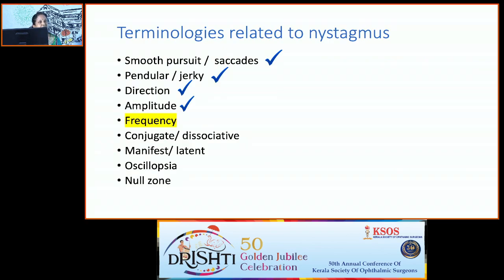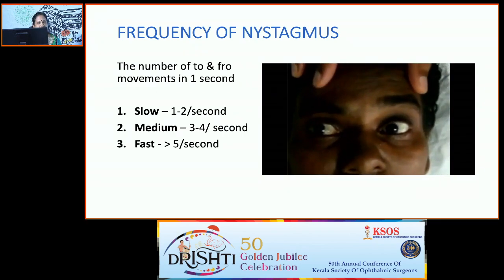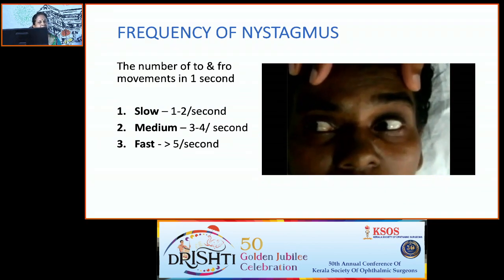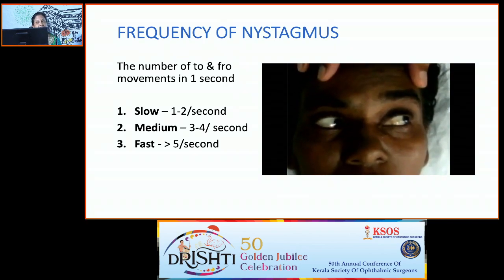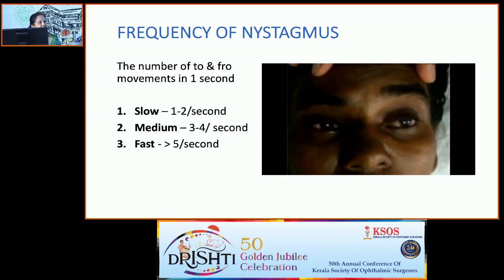And now coming to the frequency of nystagmus. Frequency means the number of to and fro movements per second. So here also you can see slow nystagmus to right side, 1 or 2 per second, whereas medium means 3 to 4 per second, and fast means more than 5 per second. So this is a fast nystagmus in looking in that direction.